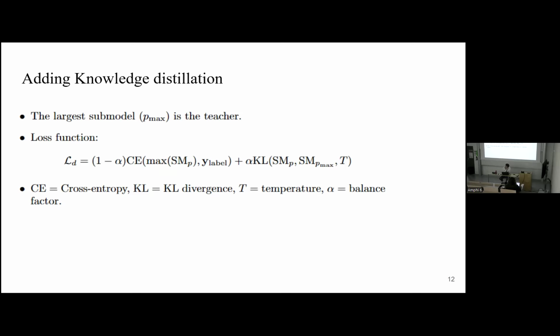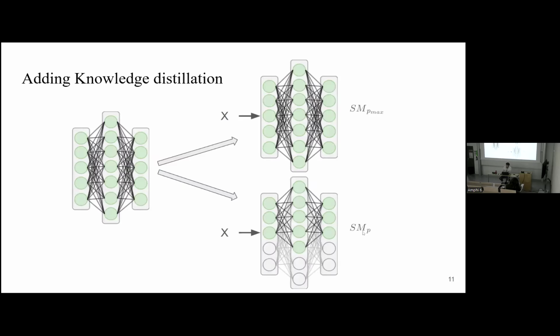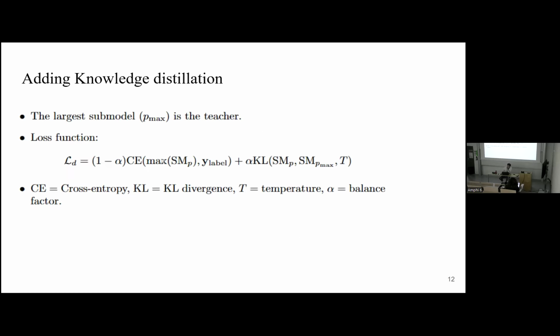You have a cross entropy loss. It's like a weighted sum of the predictions of the small model, SMP, and the predictions of the big model, SMP max. And you have this weighted loss between them. So cross entropy of predictions of the small model versus the labels, which is from the dataset, plus the KL divergence of the predictions of the small model versus the big model.